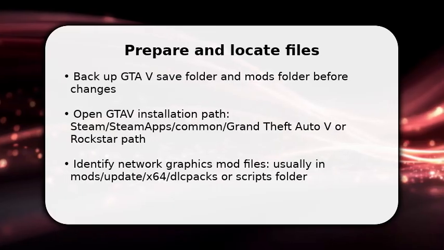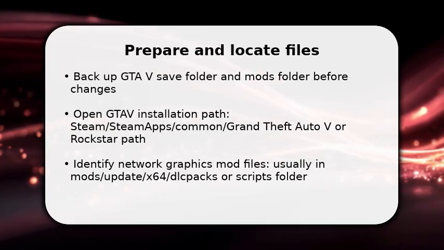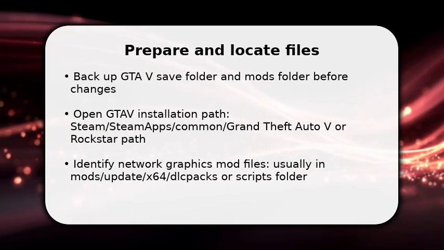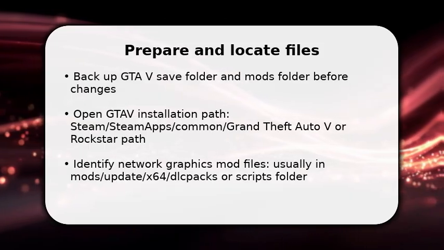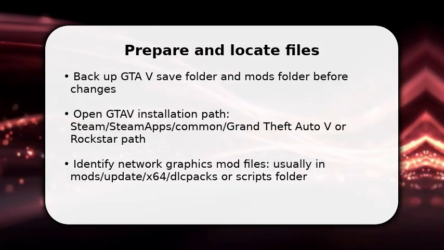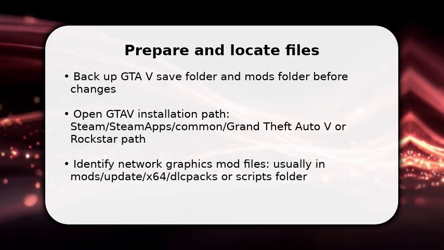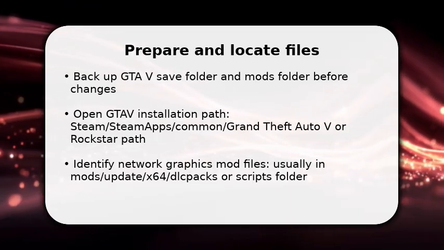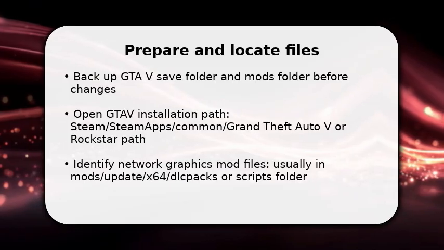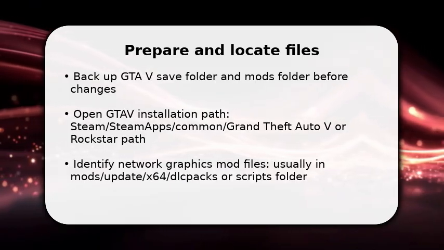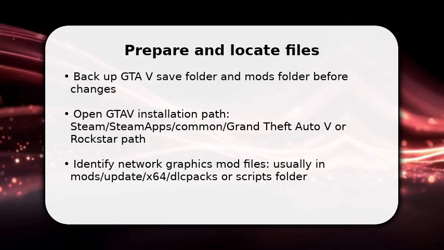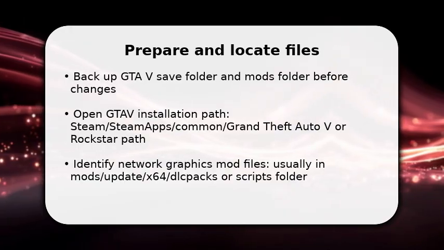You start by protecting your progress. Back up the game save and the entire mods folder. Once done, open your GTAV install directory, Steam or Rockstar path, and navigate to mods/update/x64/DLC packs and scripts. You need to identify files named for network graphics, weather, or visual multiplayer overlays.